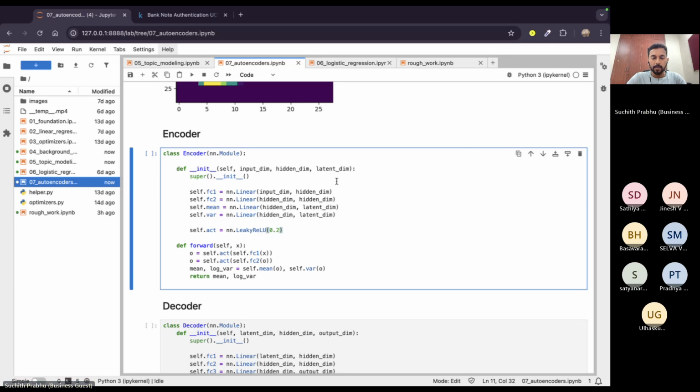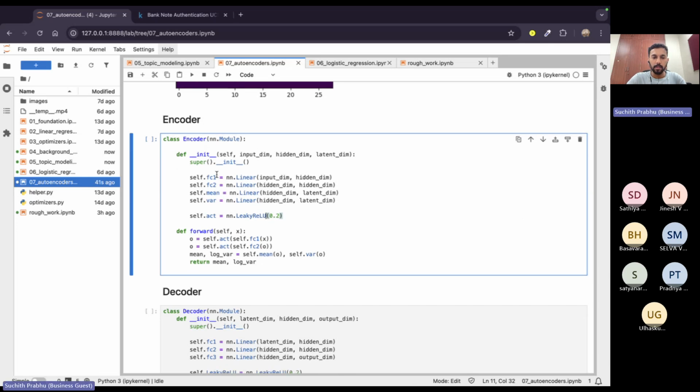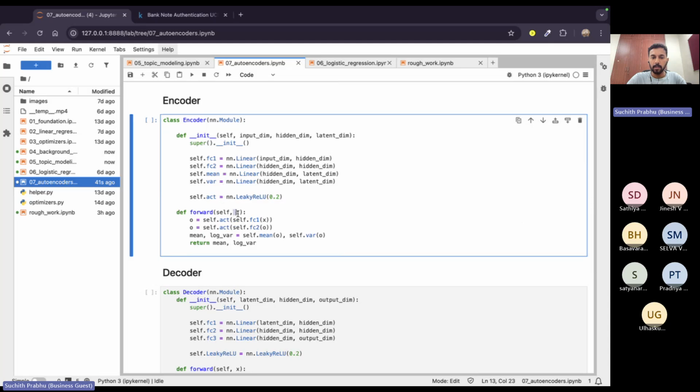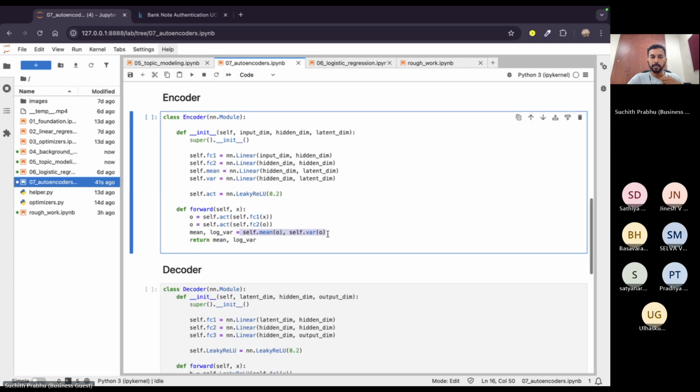So the difference from the lecture is that we'll predict the mean and variance of the distribution. The forward pass would be: given an x, you pass it through the linear layer and then through the activation function. This gives the hidden representation one. Similarly, we pass it to the second linear layer, apply the activation, and get hidden representation two. Then we use this hidden representation to predict the mean and the variance of the latent distribution. So this is our encoder.